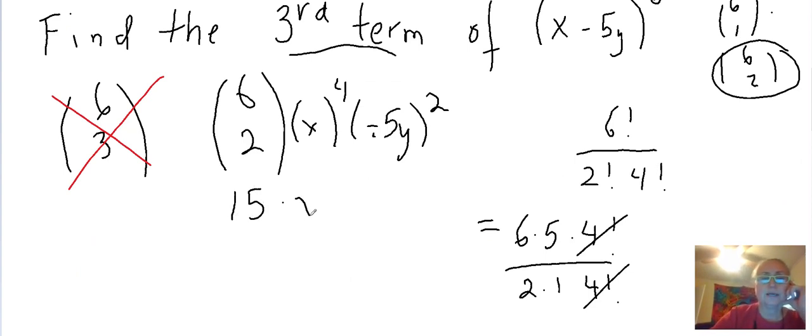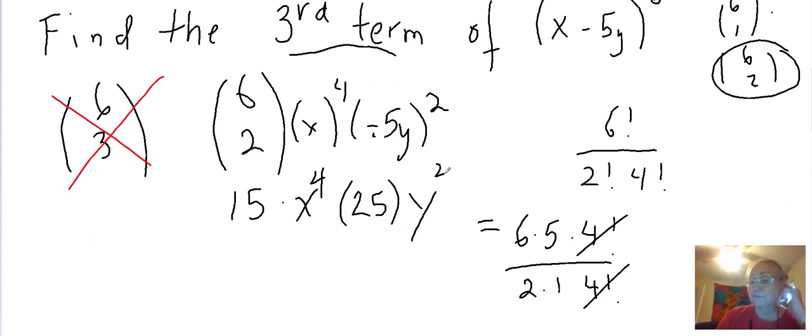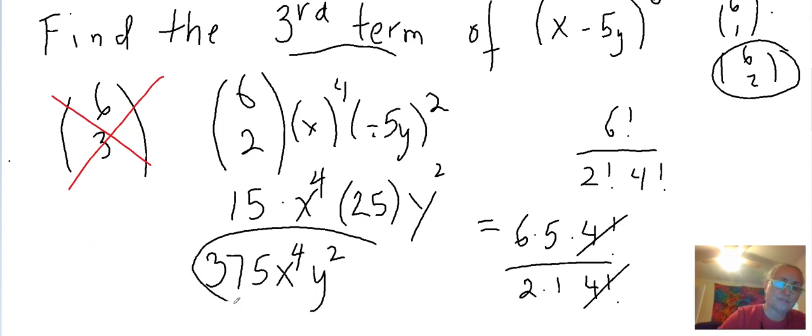This is going to be x to the 4. This is going to be negative times a negative, 25, y squared. So the final answer for this is 15 times 25, 375, x to the 4, y squared. That's the third term of x minus 5y to the 6.